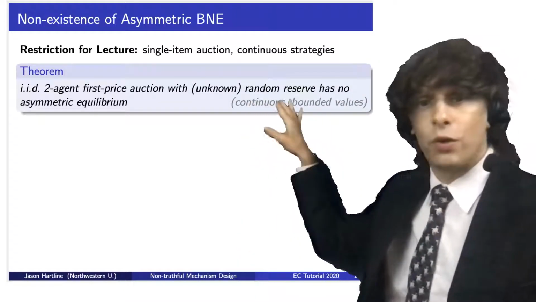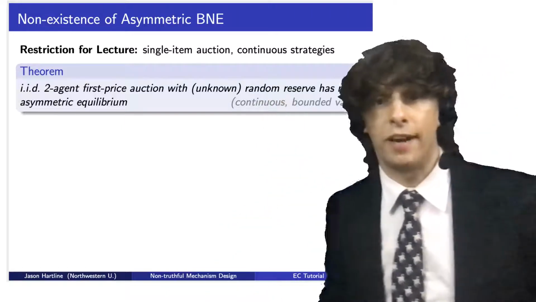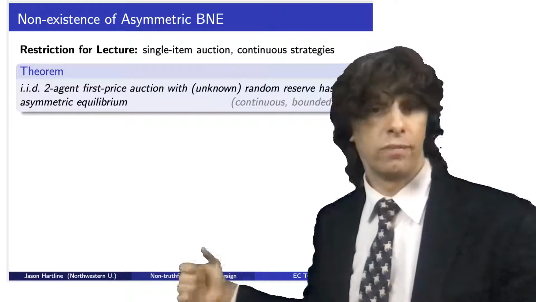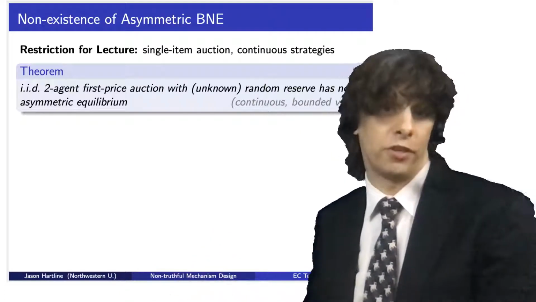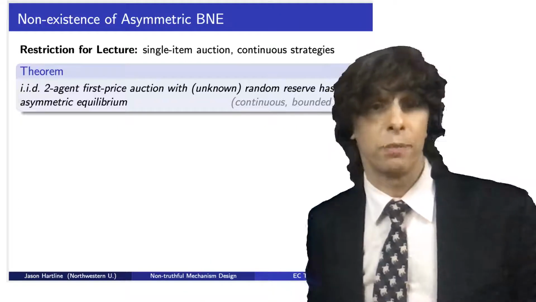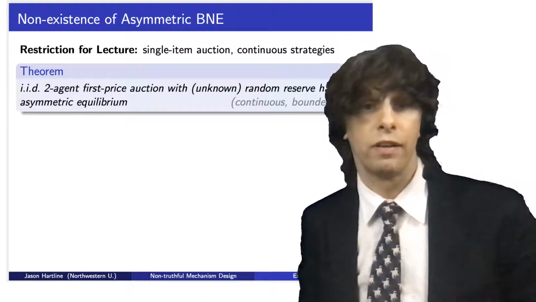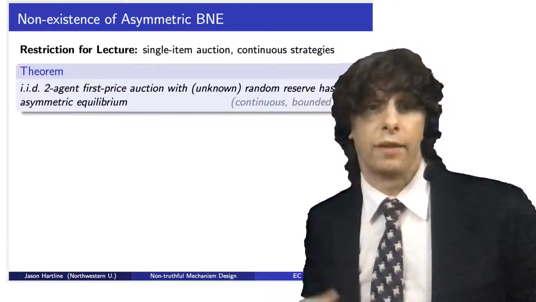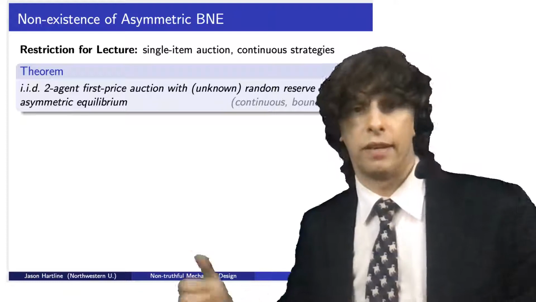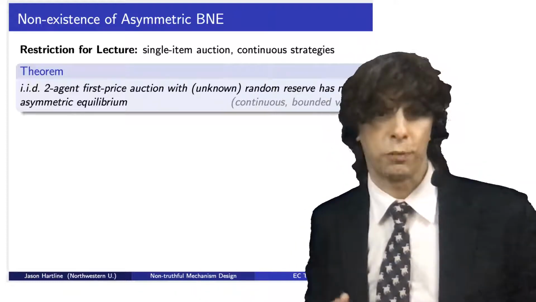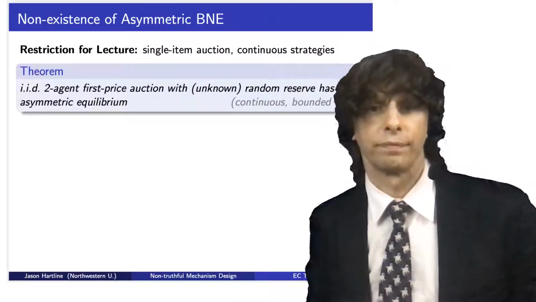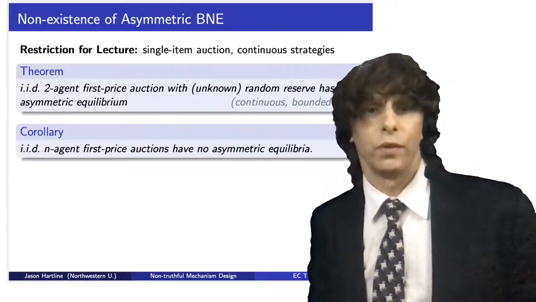What do I mean by an unknown random reserve? Imagine the following scenario. The auctioneer draws a random reserve from a known distribution, but the random reserve drawn is unknown. The agents bid knowing this distribution of the random reserve, but not knowing the actual reserve drawn, and they bid in equilibrium. And the mechanism selects as a winner the bidder with the highest bid, as long as that bid is above the reserve, and using the first price payment rule, the winner pays their bid. Great.